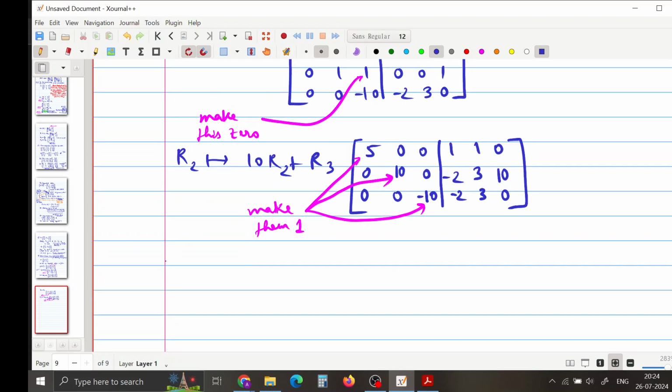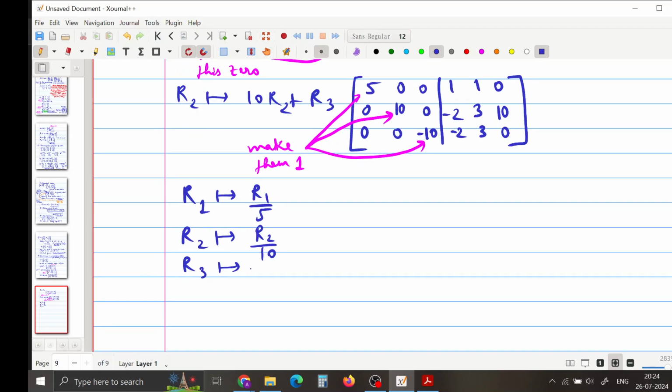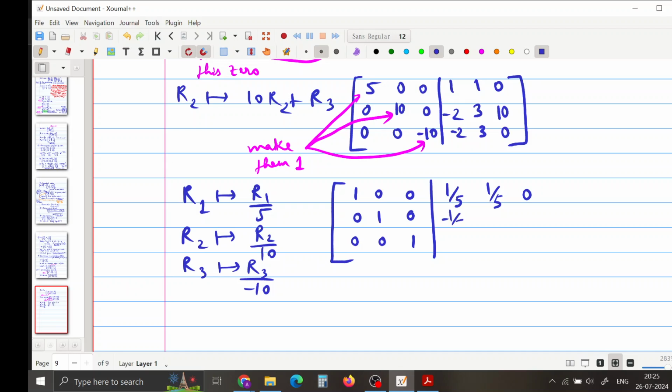So what should we do? R1 becomes R1 by 5, R2 becomes R2 by 10, R3 becomes R3 by minus 10. So now we are done. And always do it for the entire matrix. So you see now you have arrived at the required form.